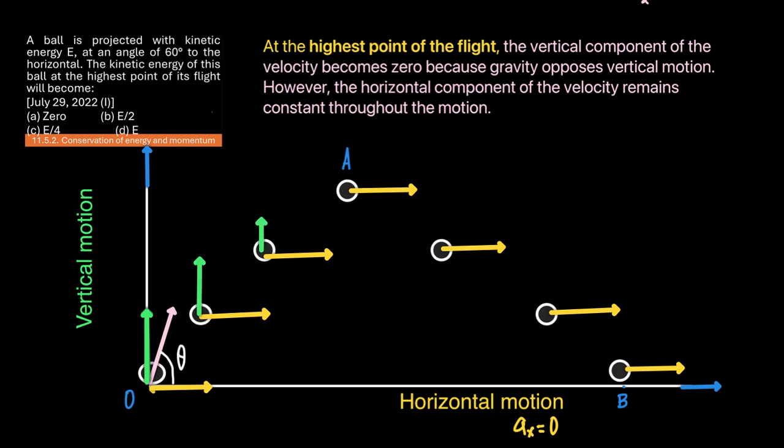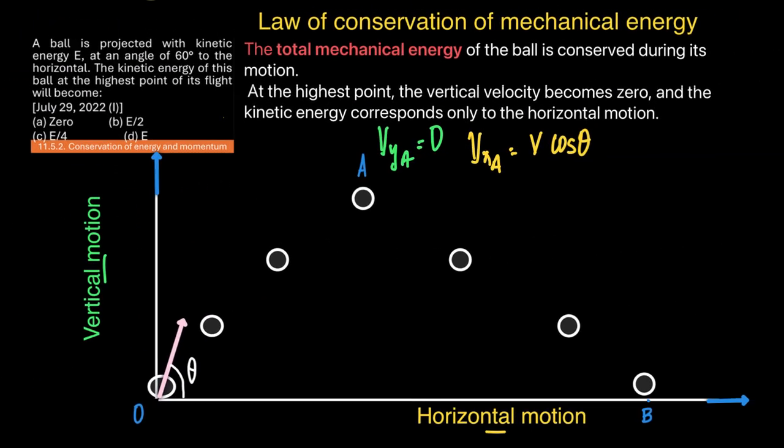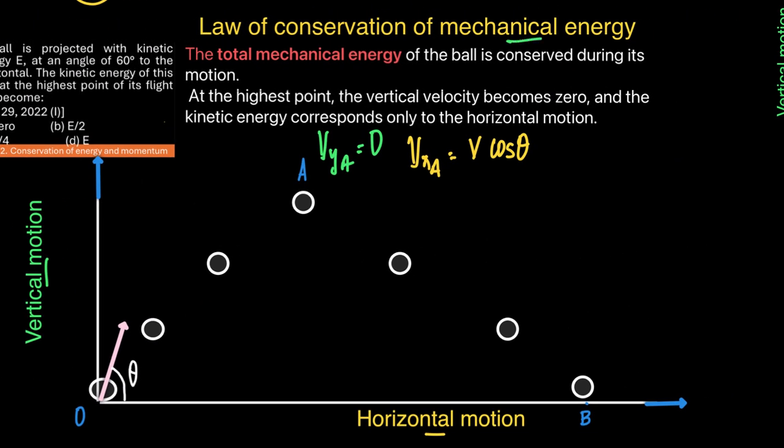That will reduce in magnitude and will become zero here. After that, the direction will reverse and it would increase in magnitude and will attain the same velocity as it was projected with. So that's what happens in projectile motion. And at the highest point of the flight, the vertical component of the velocity will become zero. Okay, so we have discussed this much. Now let us see how to apply law of conservation of mechanical energy.